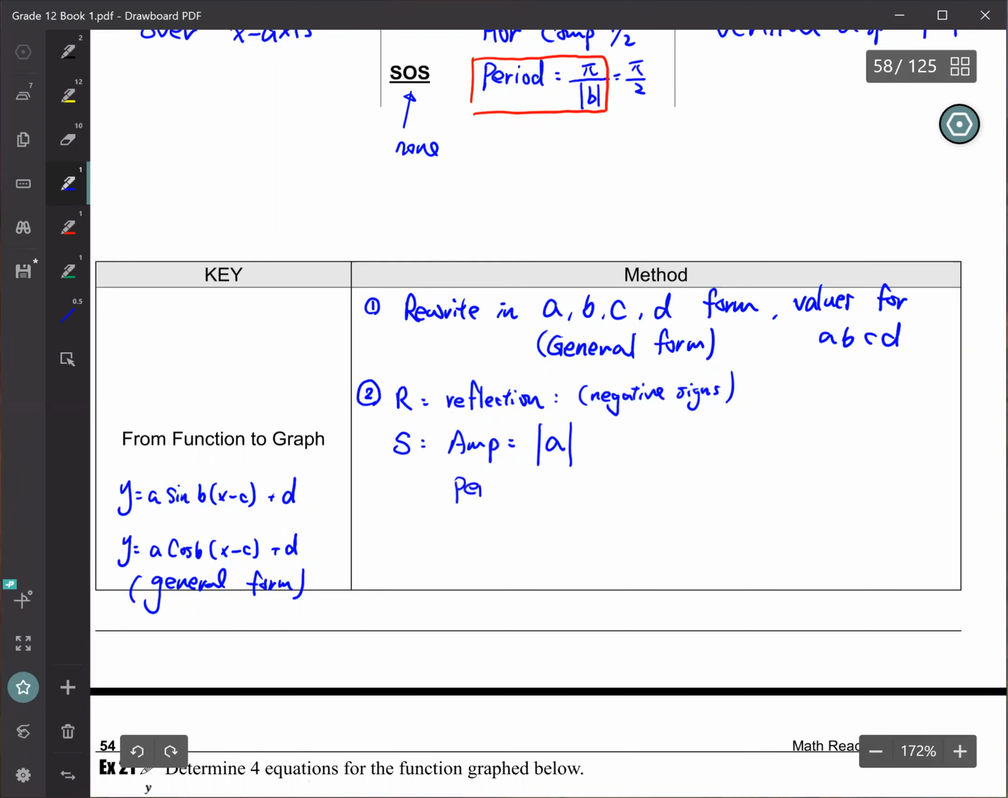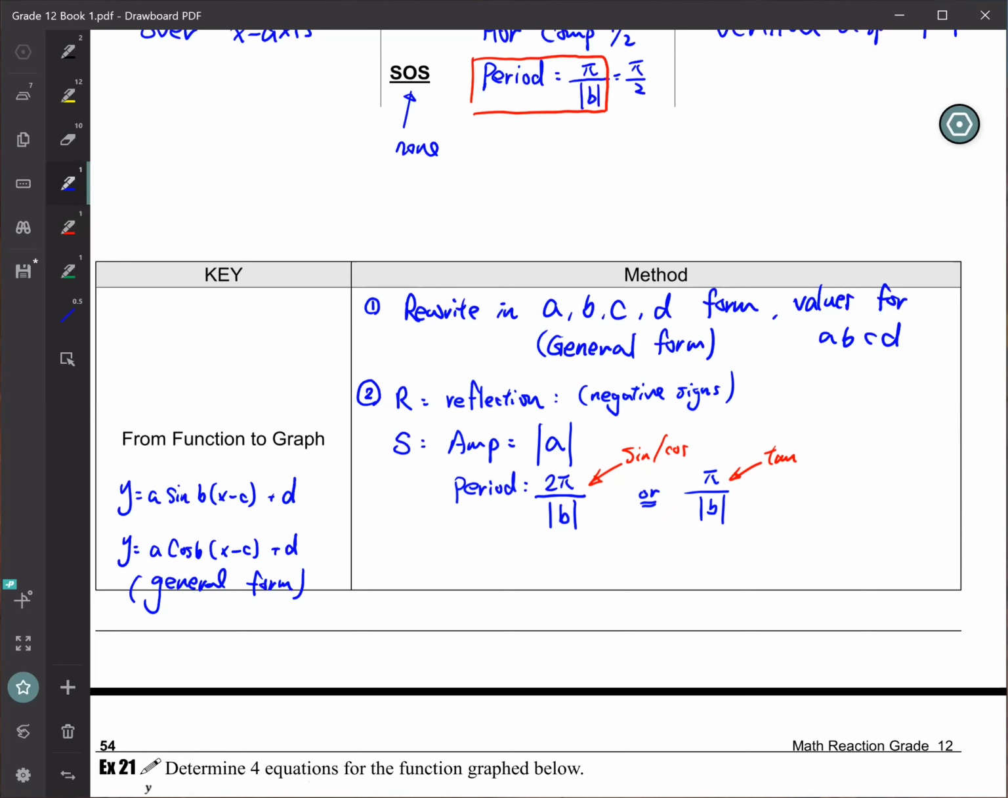And how do we get a period? What's the formula? Donna? 2 pi over absolute value b. Yep, very good. So this one is for sine or cosine. Now the period can also be pi over b. This one is exclusively for tangent. For tangent you have to use this formula. All right, so you can write or.